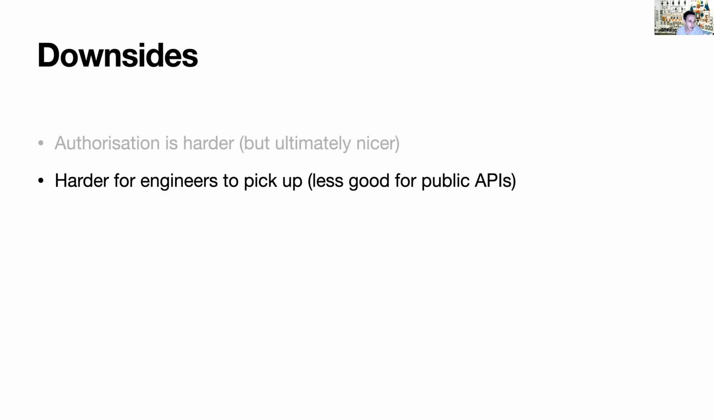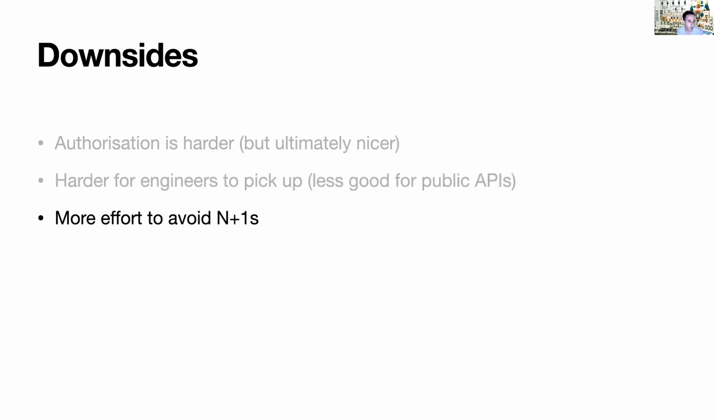So I think that's a downside of GraphQL. Every single request is a POST request to one endpoint and has data in a very, very specific format, which, yeah, I'd say is generally more challenging for engineers to pick up. Yeah, again, it's sort of more effort to avoid N+1.